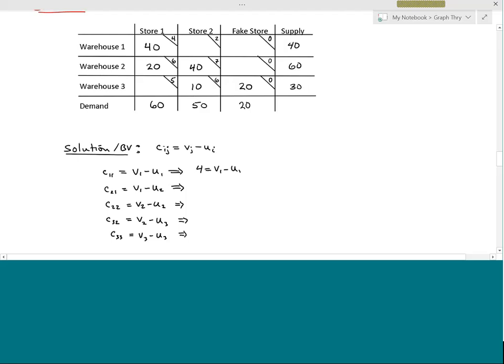Now, we actually know what the cost is associated with each of these C values. Actually, we know the cost on all of the cells. So we'll go ahead and replace the C's with the actual values and then solve. So when we rewrite all of these, we'll have a 6 equals V1 minus U2. We'll have a 7 equals V2 minus U2. We'll have a 6 equals V2 minus U3. And lastly, 0 equals V3 minus U3.